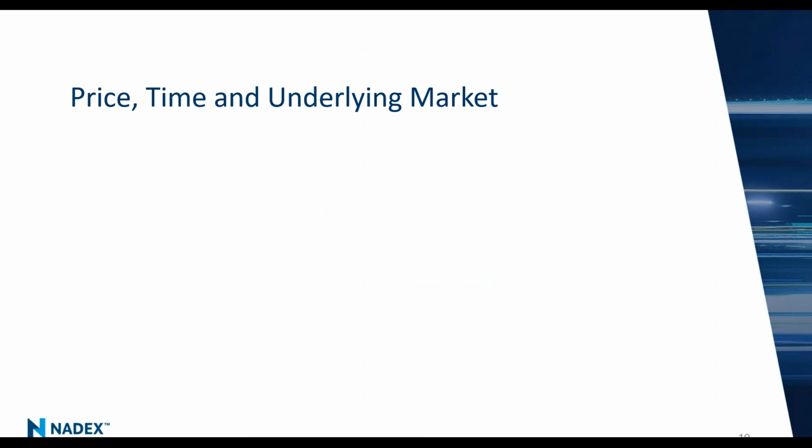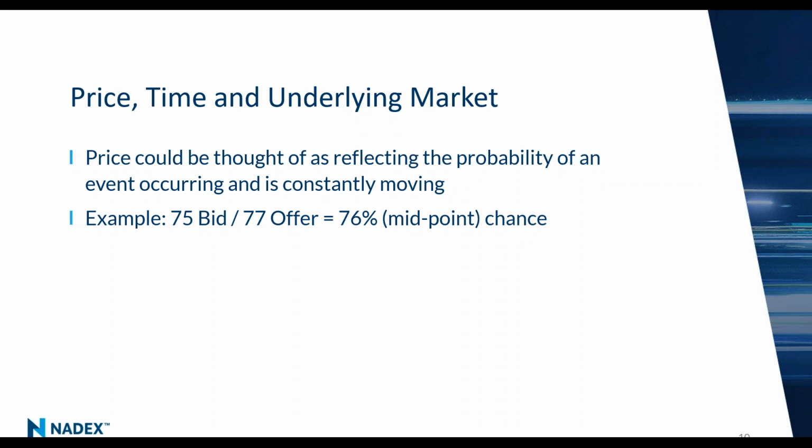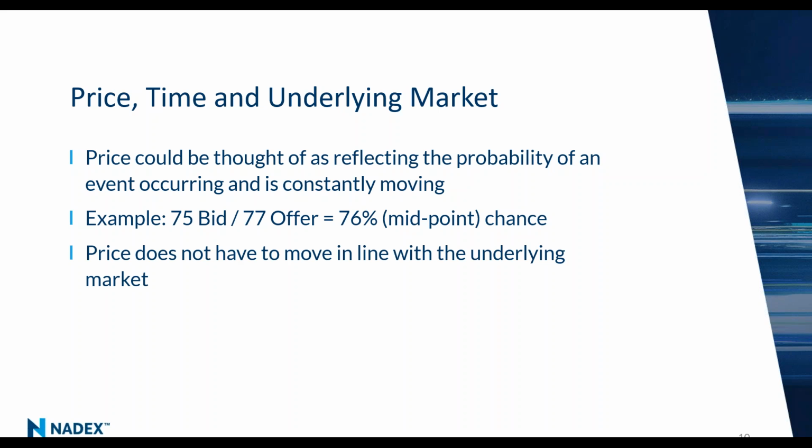All right, now let's talk about the price of an option and how the price of the underlying market and time will impact that. Now, as we mentioned earlier, the price that you're trading can be thought of as the probability of the event occurring at that moment in time. Right? Is it going to be a true statement at that moment in time? And that probability will fluctuate constantly as the price of the underlying changes and as time changes. And if volatility goes up or volatility goes down, it will also impact the price of that option. We kind of did this already a little bit. If I see an option that's trading 75 bid at 77, the midpoint, the 76%, that's what the market's pricing the probability as. That's the easiest way to understand where the market's pricing the probability.